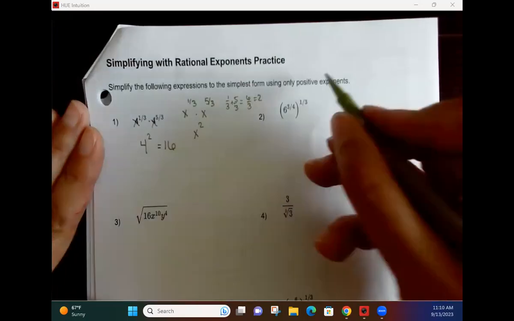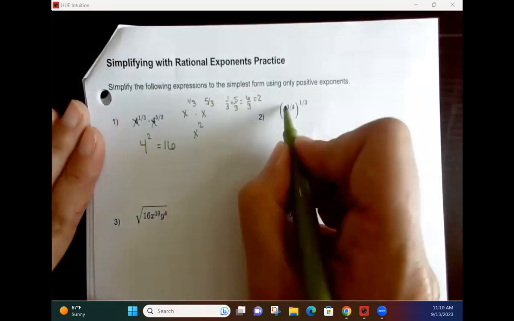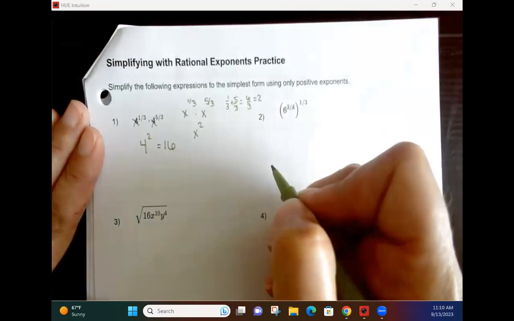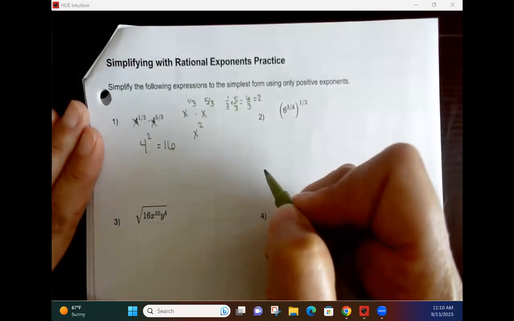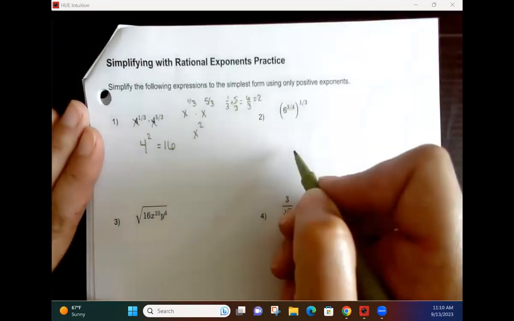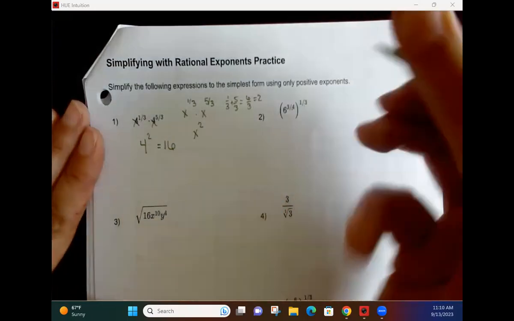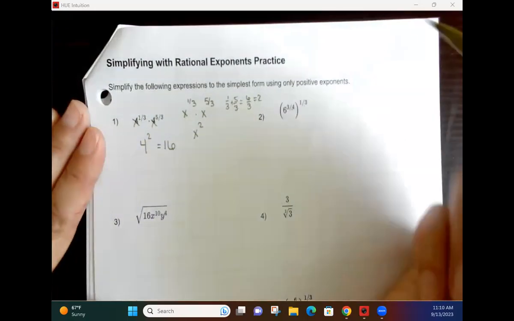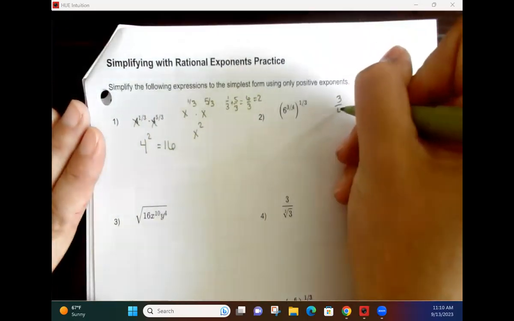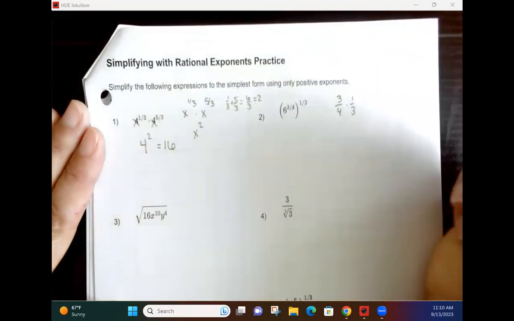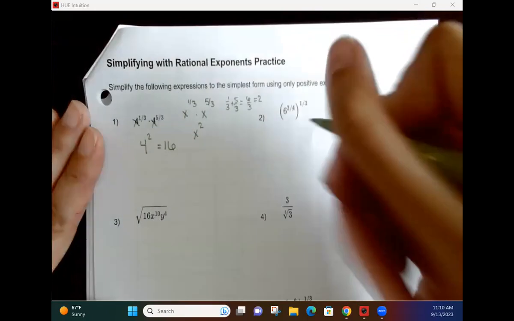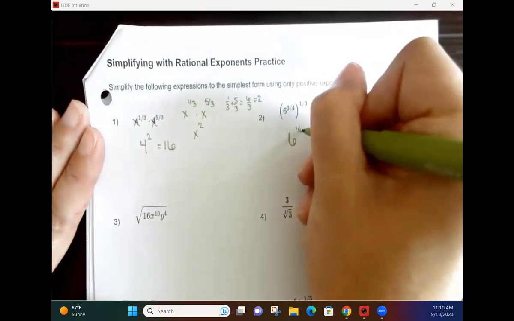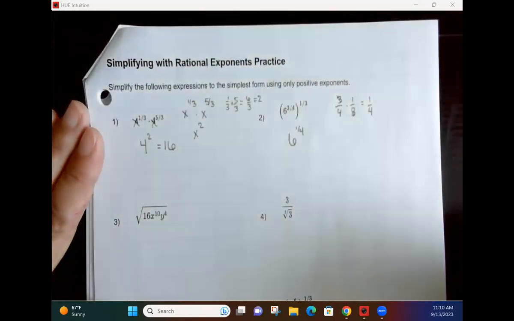For number 2, I've got a power to a power. Again, we've got a number instead of a variable as the base for our exponent. That's okay. That does not change how I apply my exponent rules. These being fractions also does not change how I apply my exponent rules. So power to a power, I multiply. So I'm going to multiply 3/4 and 1/3. I can reduce my 3's here, and I get 1/4. So this is 6 to the 1/4. I didn't change anything about the way I did that problem.